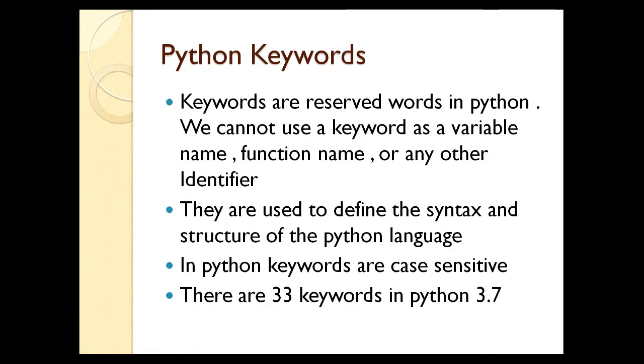Python keywords. Keywords are the reserved words in Python, and we cannot use them as a variable name, function name, or any other identifier. They are used to define the syntax and structure of the Python language. In Python, keywords are case sensitive. Case sensitive means the keyword is in lowercase, and if instead of lowercase you type it in uppercase, it will not be accepted by the machine and it will show an error. So that is known as case sensitive. You need to type it exactly that way. And there are 33 keywords in Python 3.7.